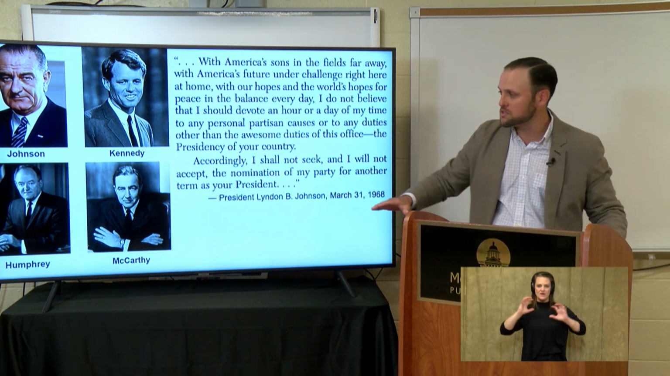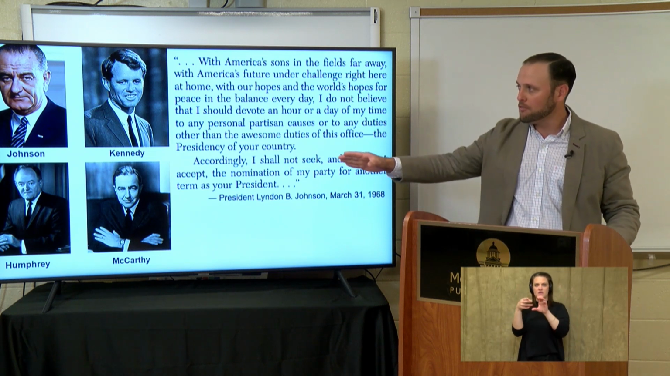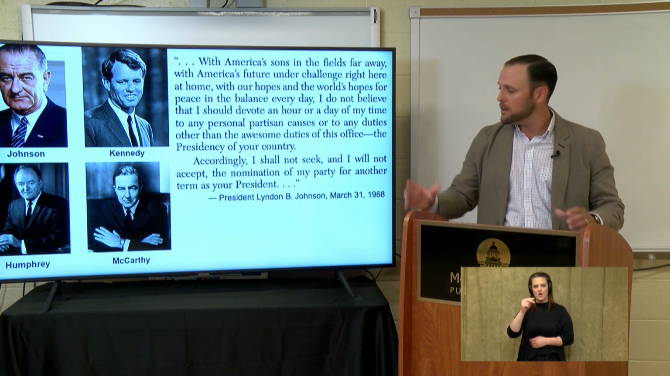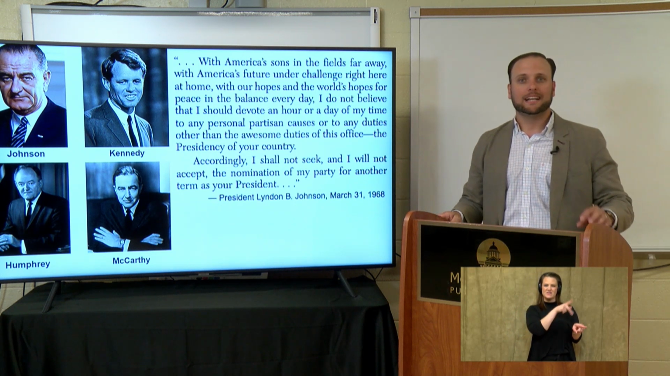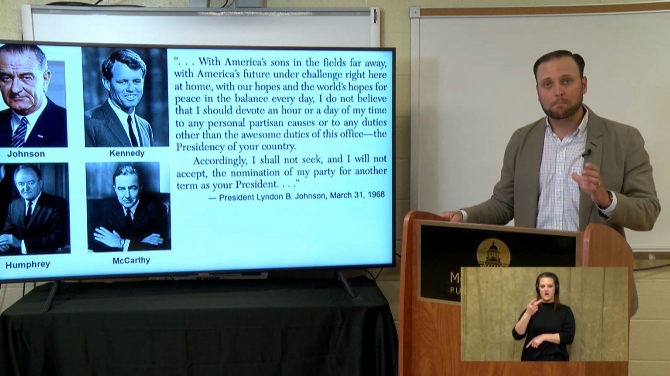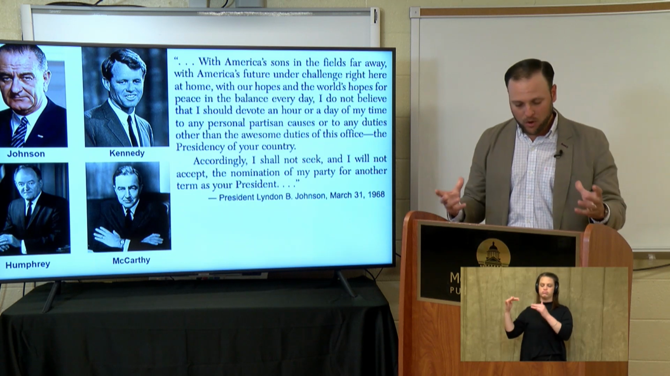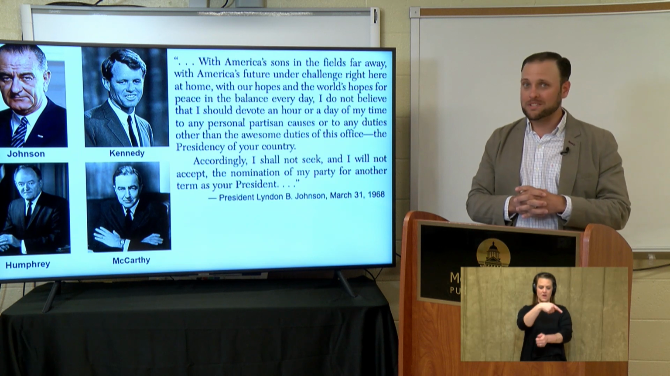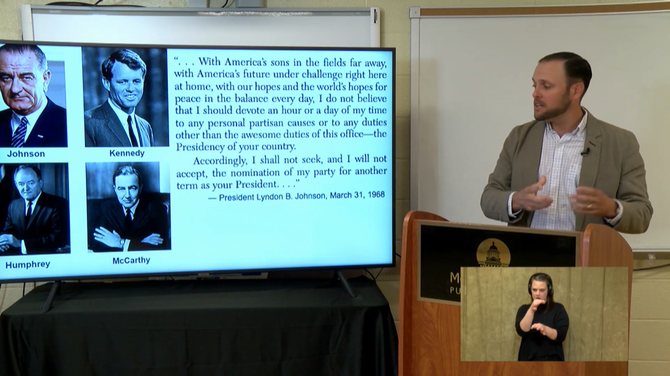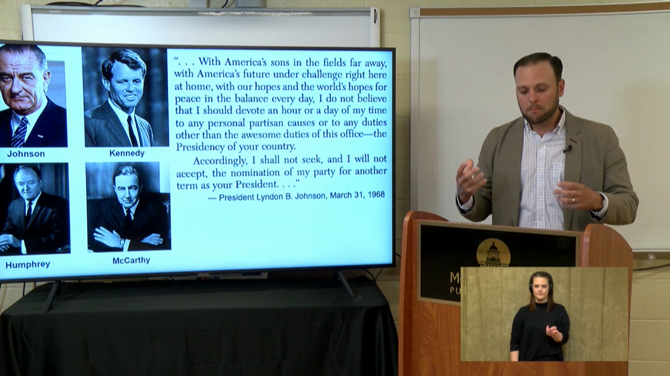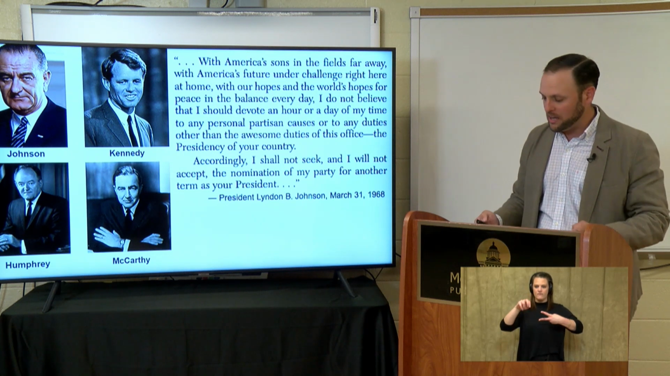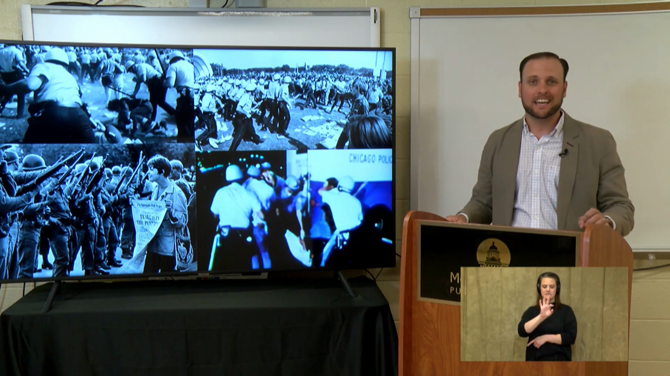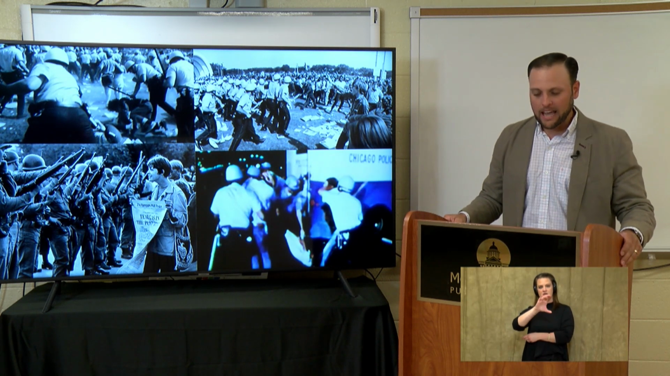At the bottom left, you can see Humphrey and McCarthy. Humphrey is Johnson's vice president, and he represents everything Johnson stood for. McCarthy is the Democratic candidate running on an anti-war platform. So the Democratic Party in their primary election was deciding between Humphrey and McCarthy. But all of this is really going to come to a head in the Democratic National Convention in 1968 in Chicago.